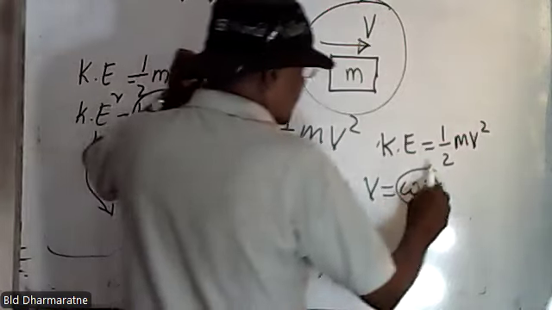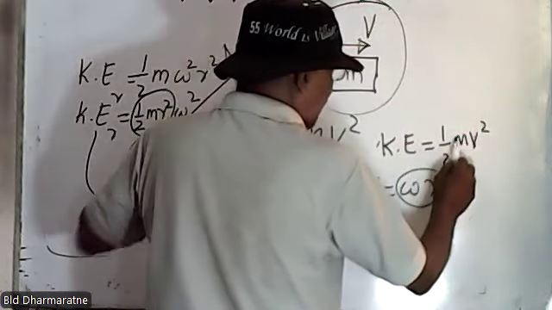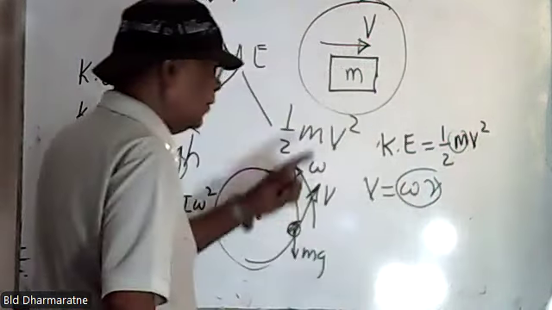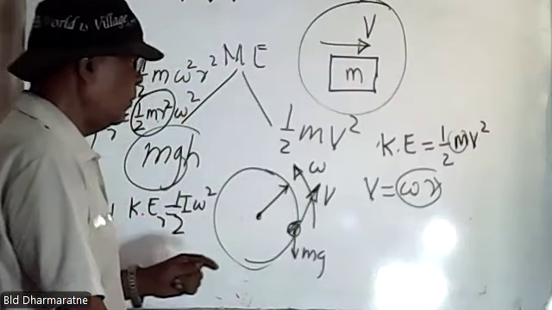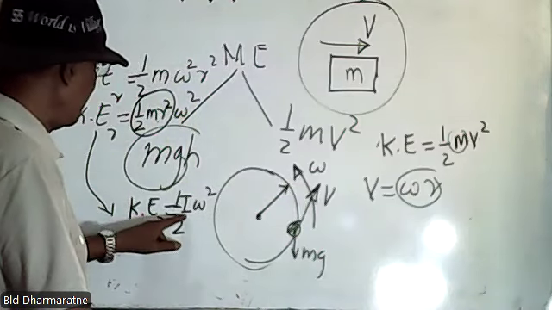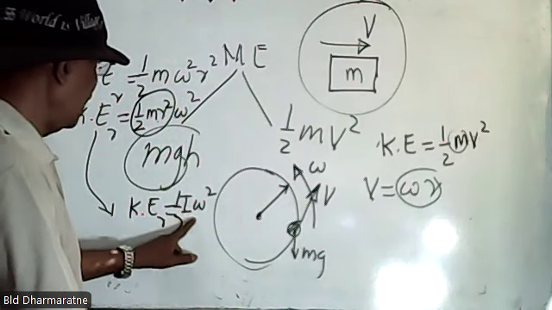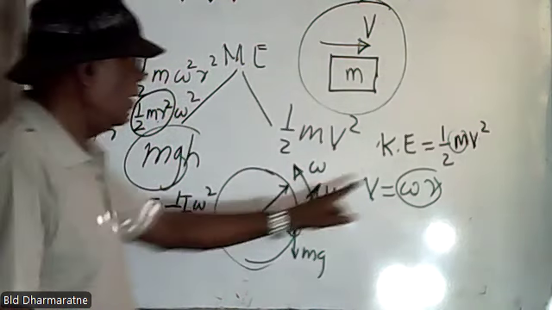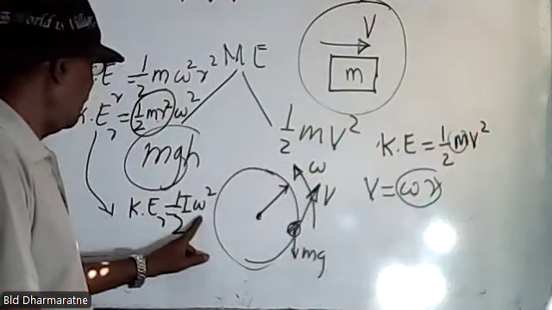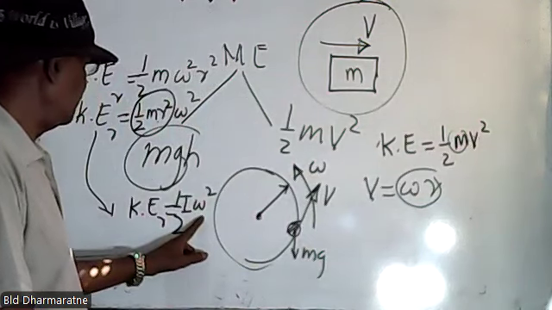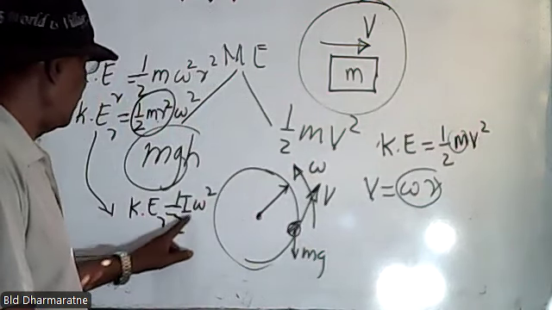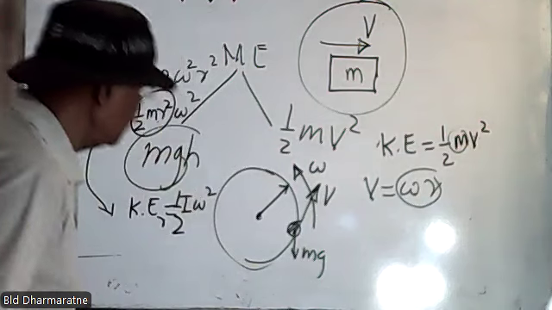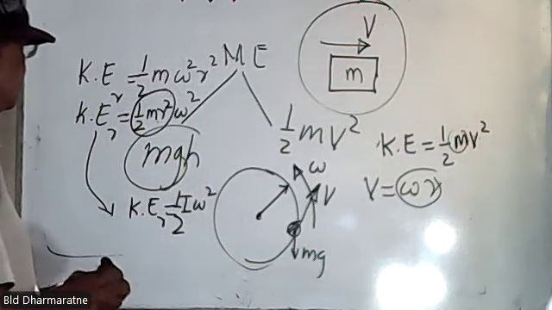Now here, what has happened? In the linear condition we have mass and velocity in translation. In the rotating condition, moment of inertia I is used instead of mass, and velocity is replaced by omega, the angular velocity. Rotational kinetic energy is half I omega squared.